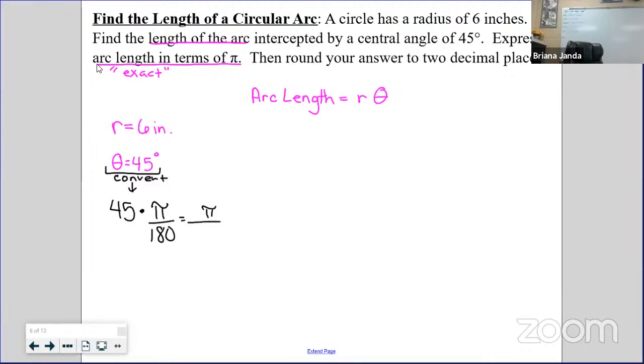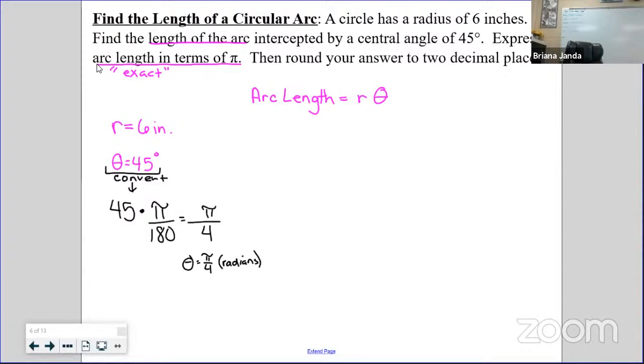And right now I'm simplifying the fraction 45 over 180, okay? Any questions on that? If I'm remembering correctly, I believe that simplifies into 1/4, or pi over 4 would be our theta. So that means that theta up here will be pi over 4, because that is in radians, and theta must be in radians for our formula.